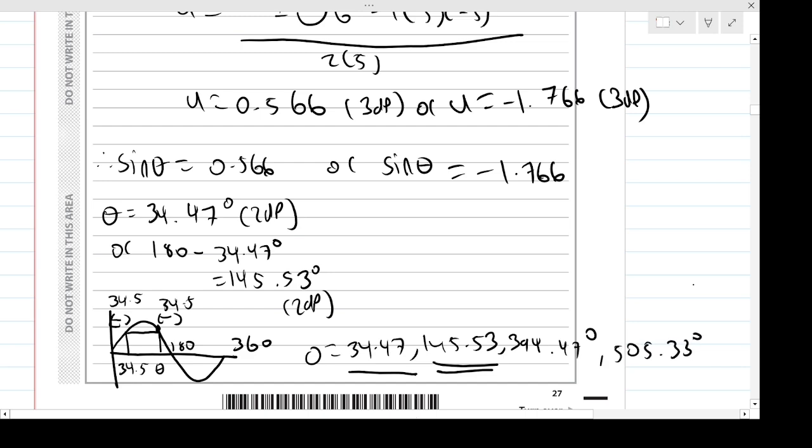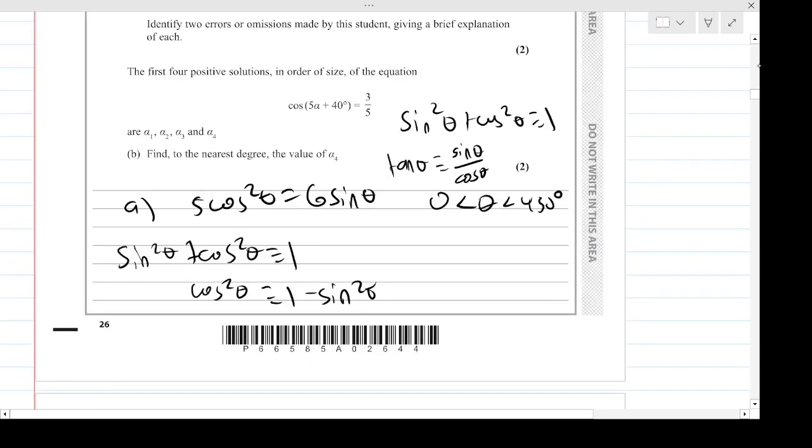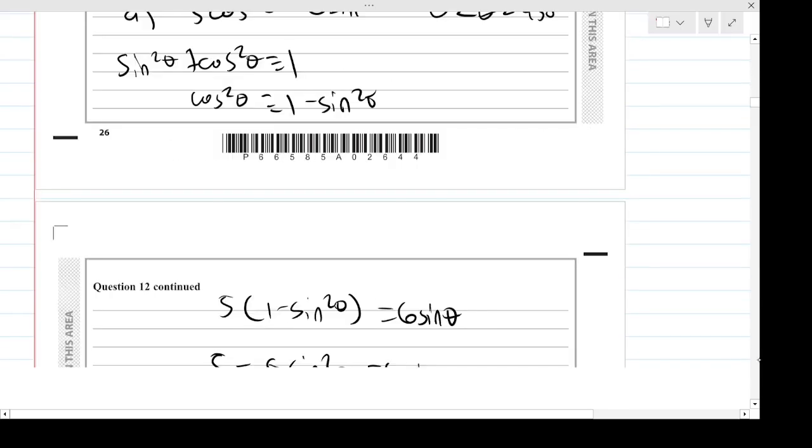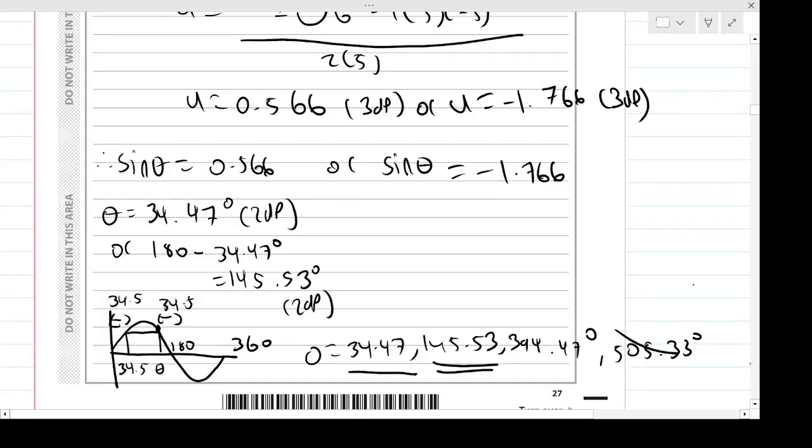Now what is the problem there? Well, it can only go up to 450. So actually that is outside the range. So these are my only three solutions here. Okay. So that's that equation.